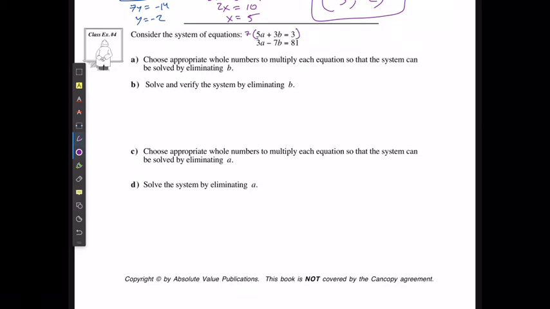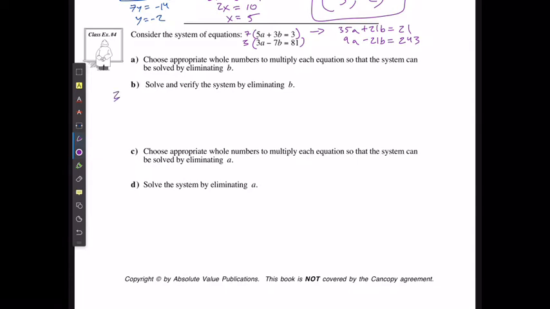and multiplying all of equation 2 by 3, because then my b's are going to have matching values or coefficients of 21. So my equation 1 is going to become 35a plus 21b is equal to 21. And my equation 2 is going to become 9a minus 21b is equal to 243. Now I can solve the system by eliminating b.